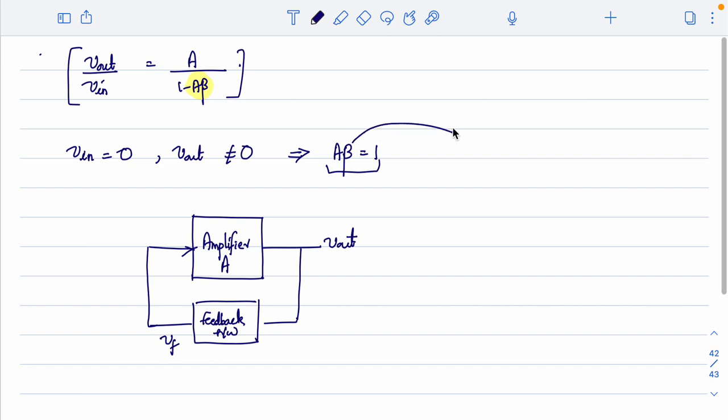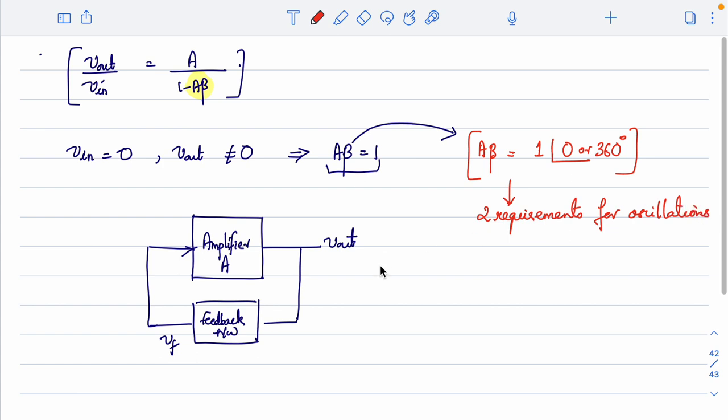Now let us look in a little more detail at this A beta equal to 1 factor. When I say A beta equal to 1, if I express this in polar form, I can write A beta equal to 1 angle 0, right? When a quantity is equal to 1, the magnitude is 1 and the phase is 0. So I can say 1 angle 0, or it is the same as 360 degrees, because 0 and 360 are exactly the same. So the condition for any circuit to produce oscillations without any input signal is that I should have A beta equal to 1 angle 0 or 1 angle 360 degrees. These are the two requirements for oscillations.